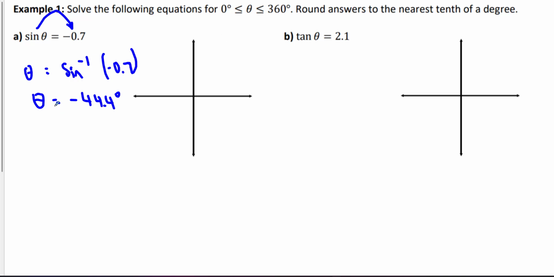All right. So hopefully everyone has this value of negative 44.4 degrees. Now, hold on. Our answer has to be between 0 and 360. Is negative 44 between 0 and 360? What do you guys think? Yes or no? In the chat. Thumbs up, thumbs down. Is negative 44 a number between 0 and 360?